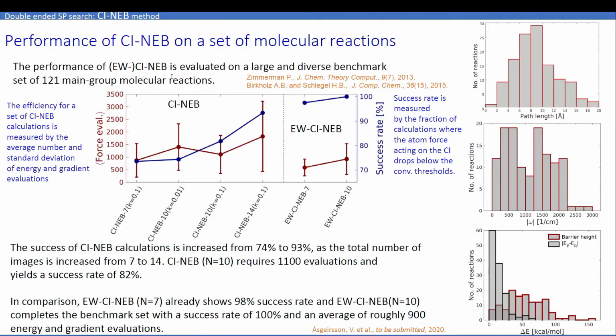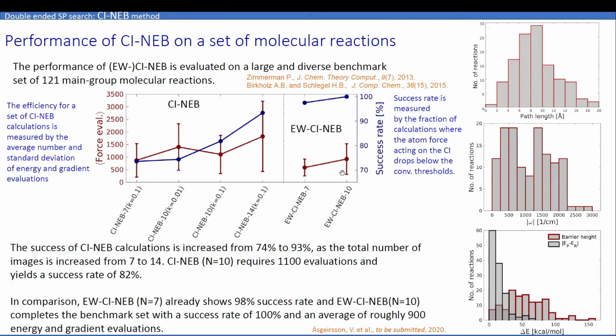So now I would like to show you some performance numbers and a comparison of the two variants, where we have evaluated the performance for a large and diverse benchmark set of 121 main group molecular reactions, taken from recent work of both Paul Zimmerman and Birkholz and Schlegel. In these three histograms here, different properties of the benchmark set relevant to saddle point search methods are illustrated, namely the path lengths, the magnitude of the imaginary frequency at the saddle point, and also the barrier height along with the absolute potential energy difference of the reactant and product minima.